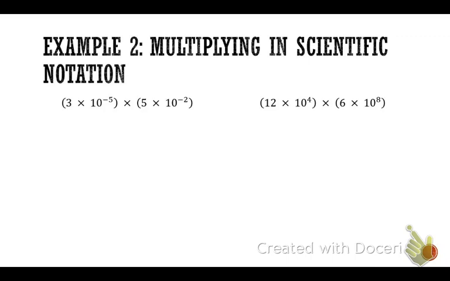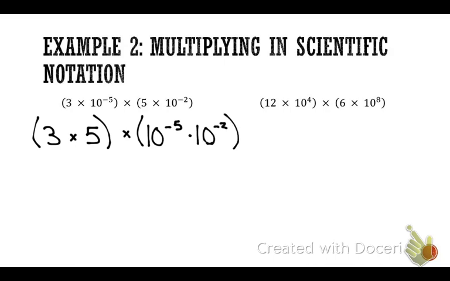3 times 5. Because I could do 3 times 5 pretty easy, right? A lot easier than I could do 3 times 10 to the negative 5th power and simplify it. So we can do 3 times 5, and then we can group our tens together. 10 to the negative 5th power times 10 to the negative 2nd power. All right? And now I can really see a lot more clearly how I can simplify this. Right? What's 3 times 5? 15.